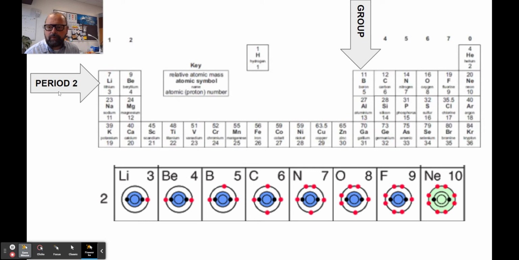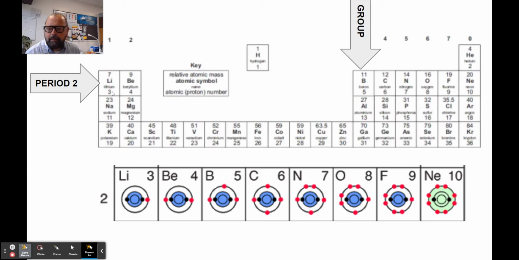If we go across period 2, you can see that as you go across, the atomic number or the proton number goes up by 1 each time. 3, 4, 5, 6, 7, 8, 9, 10. And the modern periodic table is in order of atomic number. And so this number will always go up by 1. You are adding a proton to the nucleus each time you go across one element in the period. Of course, that also means that the number of electrons goes up by 1 each time.